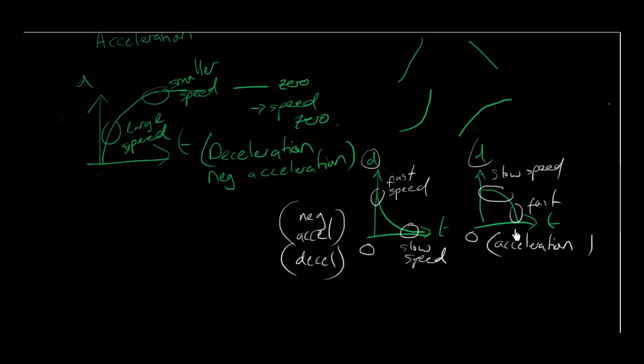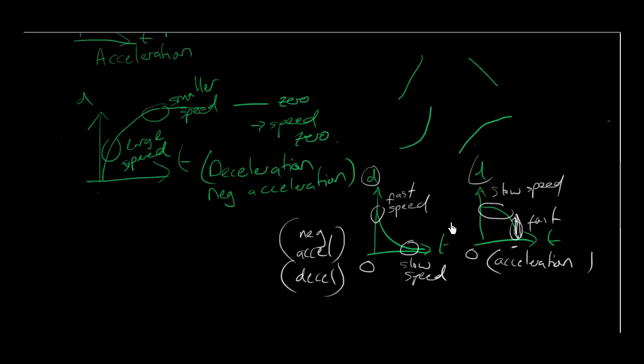That's why the gradient is getting bigger and bigger. In less time it's changing more, the distance. Okay, so hopefully that makes sense. These guys are both coming towards me, and one of them is slowing down, the other one is speeding up.